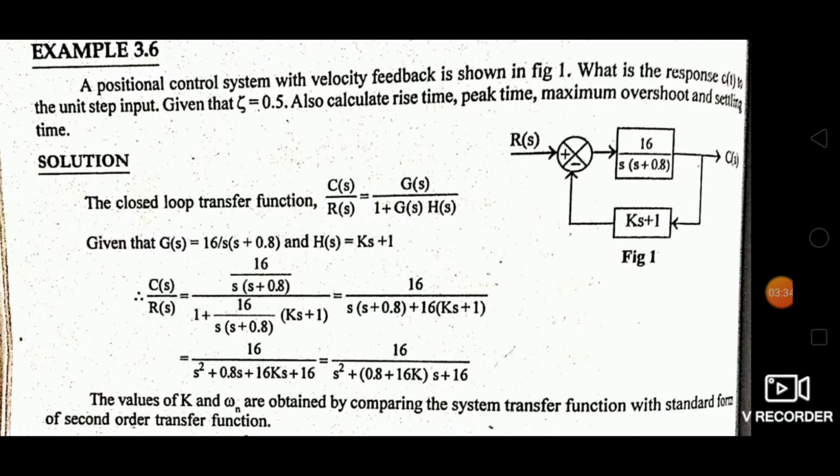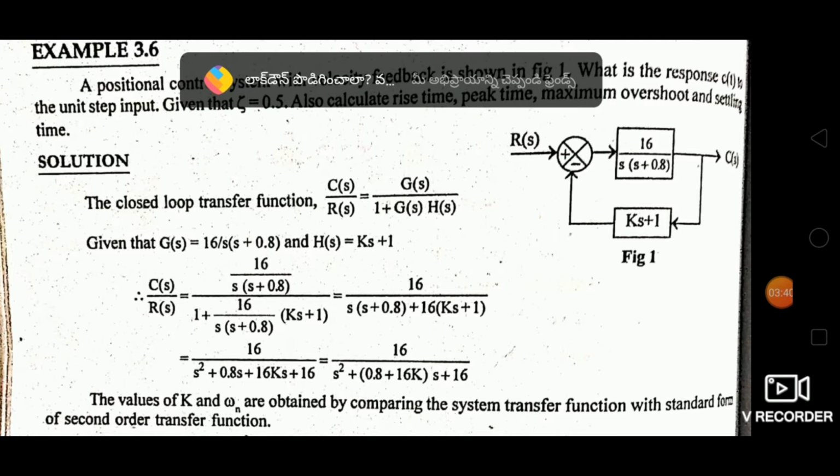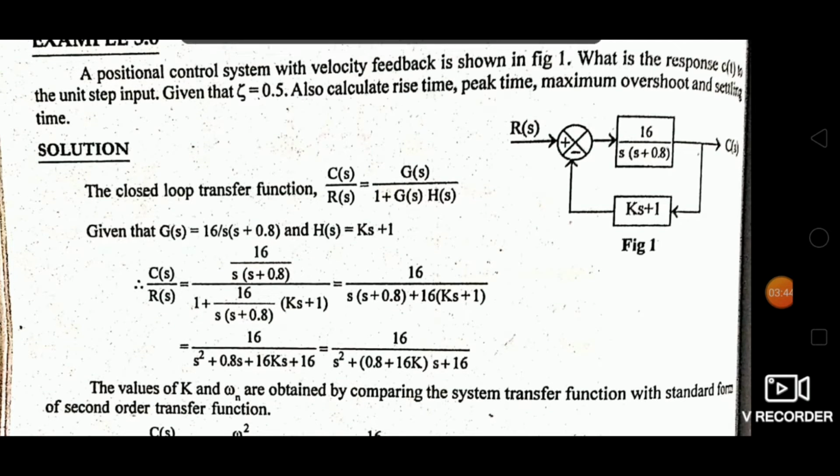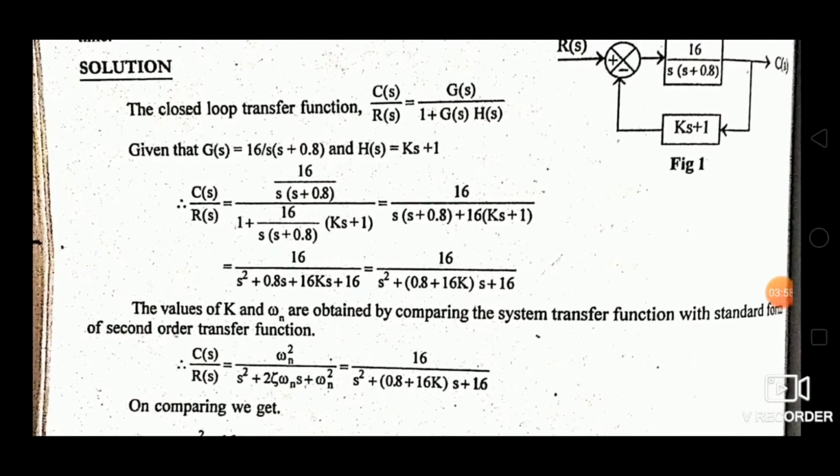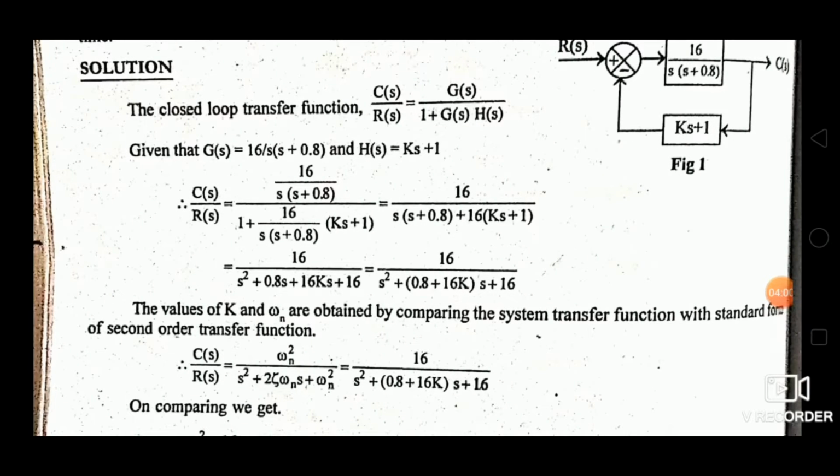So C of S by R of S is equal to G of S by 1 plus G of S H of S. First find the C of S by R of S. Then we will get 16 by S into S plus 0.8 plus 16 into K S plus 1. By simplifying this, we get 16 by S square plus 0.8 plus 16K into S plus 16.